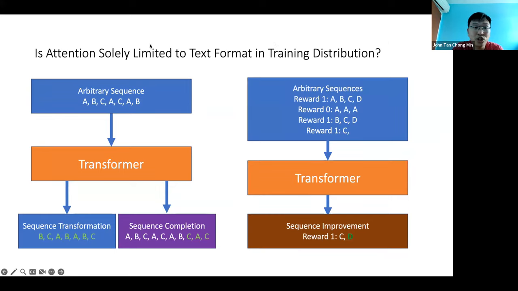But can the large language model do things that are outside of your training distribution? Like you have never seen a certain pattern. For example, in your training sequence, maybe you only have A, B, D, B, C, D. Suddenly I give you this: A, B, C, A, C, A, B. You have never seen this sequence before.